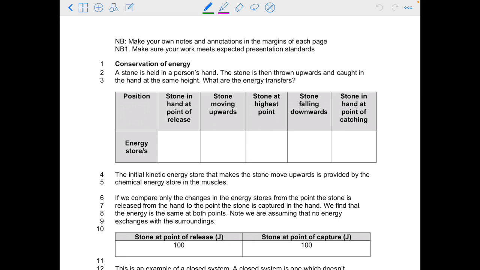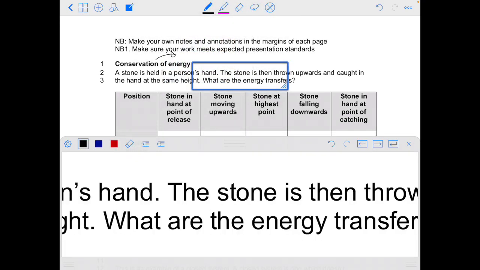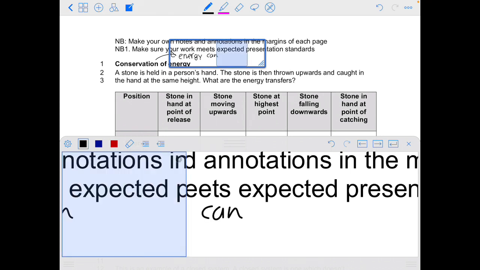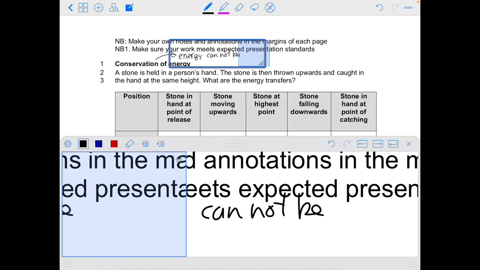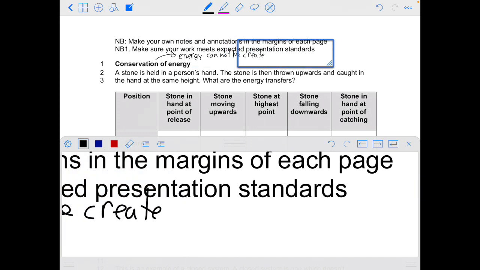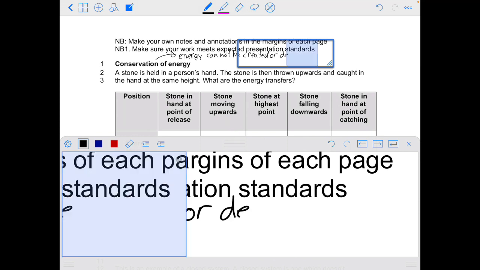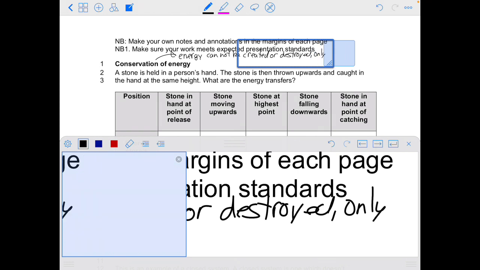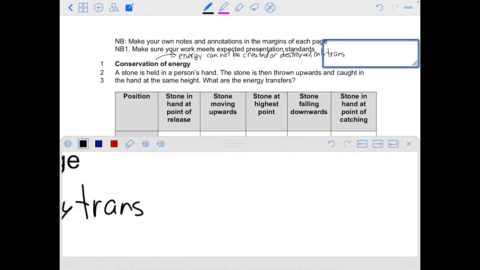So moving on, we're going to look at the conservation of energy. Hopefully from last lesson, you'll remember what the law of conservation of energy is. Writing it down now. Well done if you've written down that the law of conservation of energy is that energy can not be created or destroyed, only transferred.